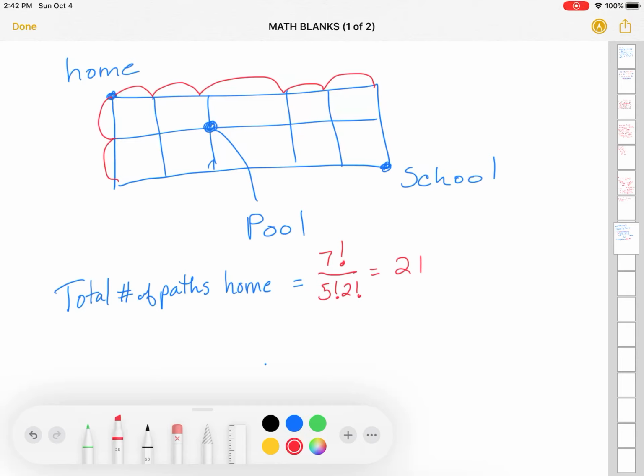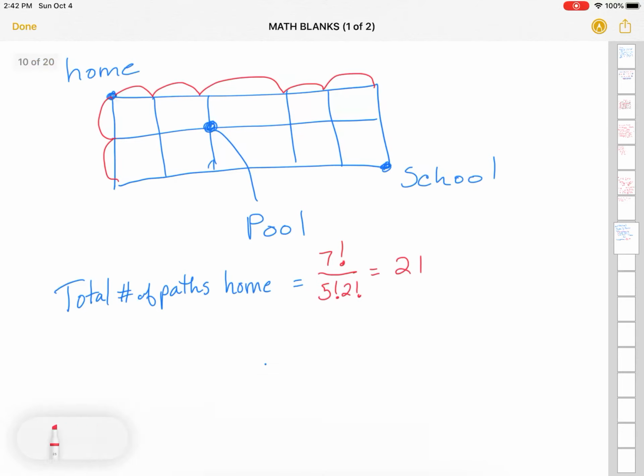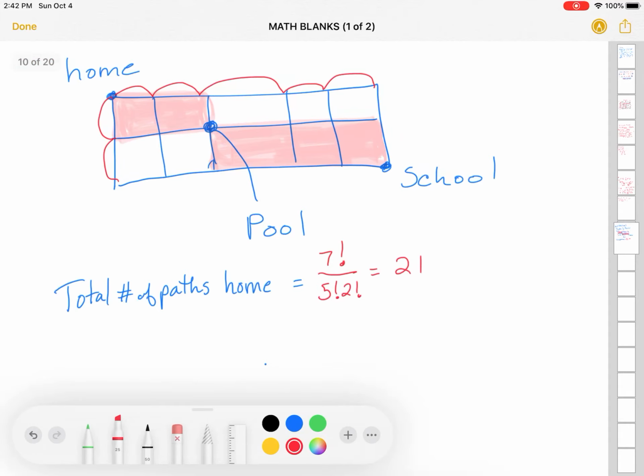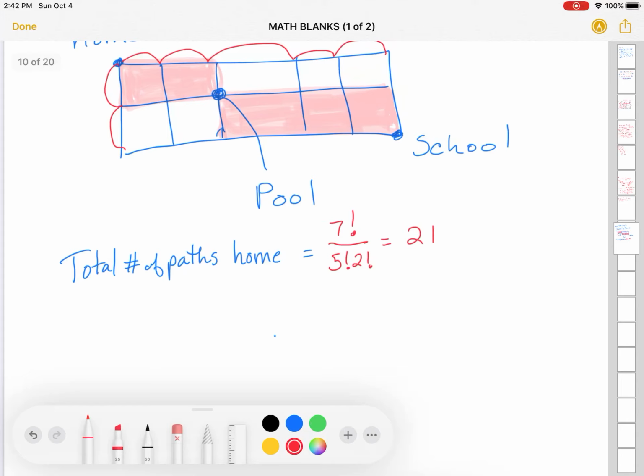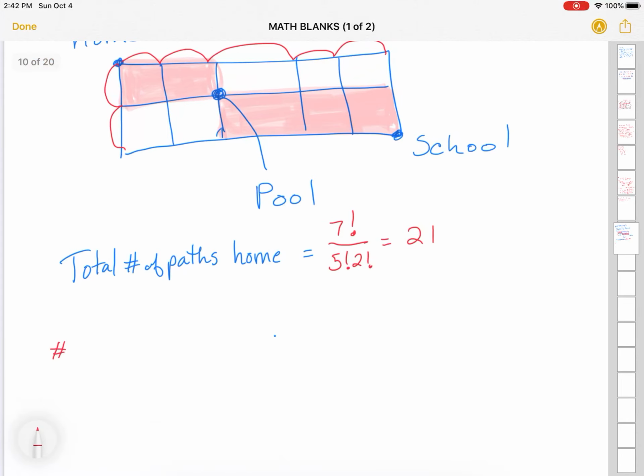So if we are to highlight those, that means that we're talking about these pathways and these pathways. So in order for them to go by the pool, they have to travel on these pathways. So let's calculate that. Number of paths that go by the pool.